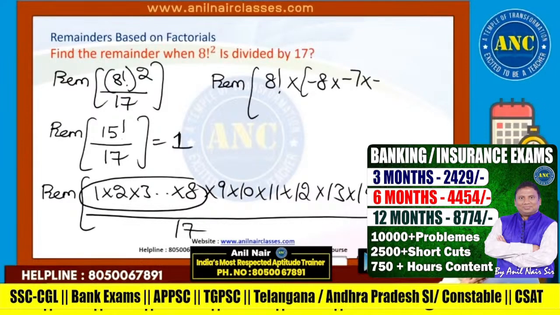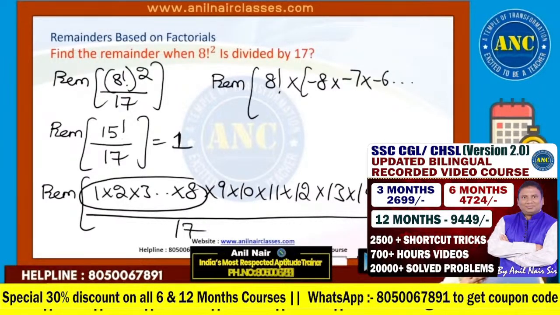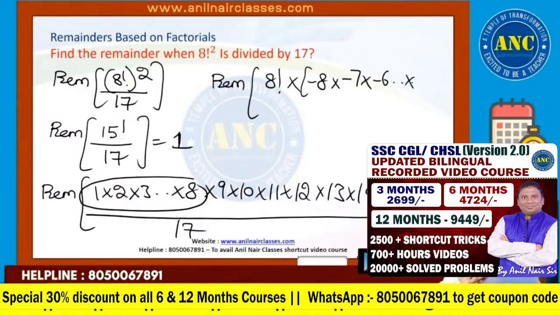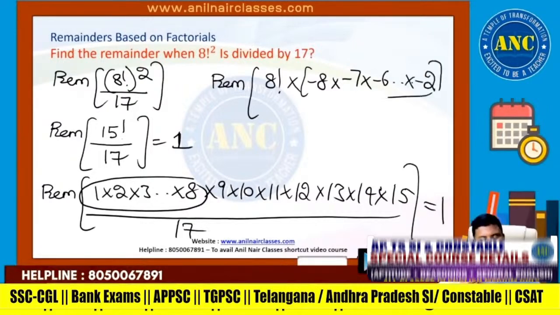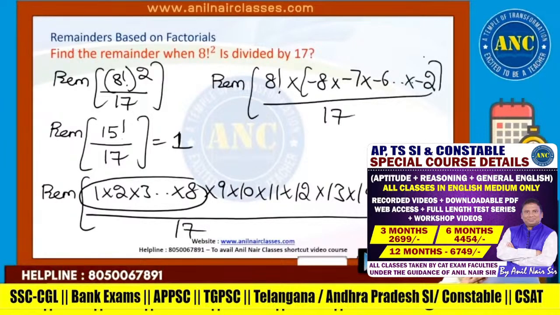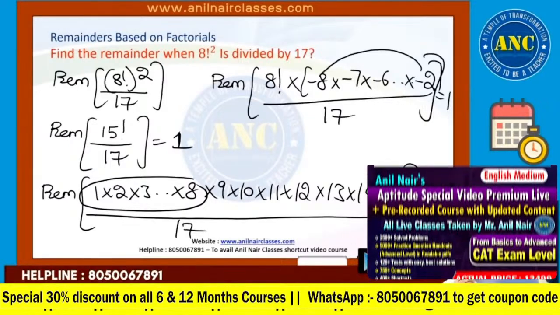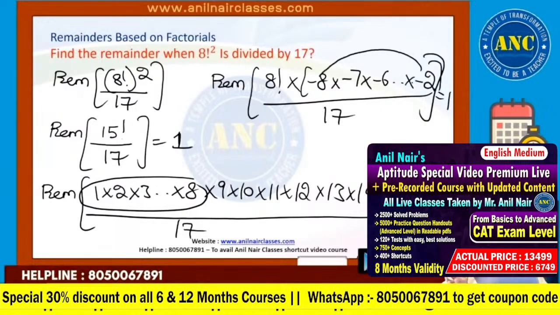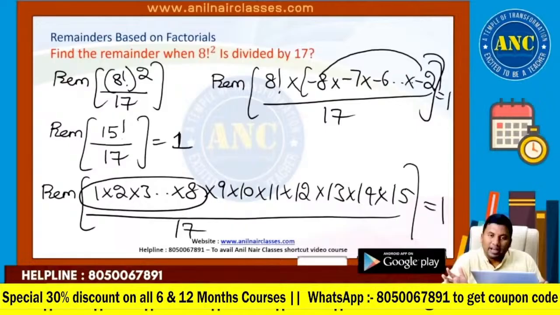11 divided by 17 is minus 6. 15 divided by 17 is minus 2. When I further divide, the remainder will not change. From 2 to 8, there are 7 negatives. 7 negatives, if I multiply, it will be negative.